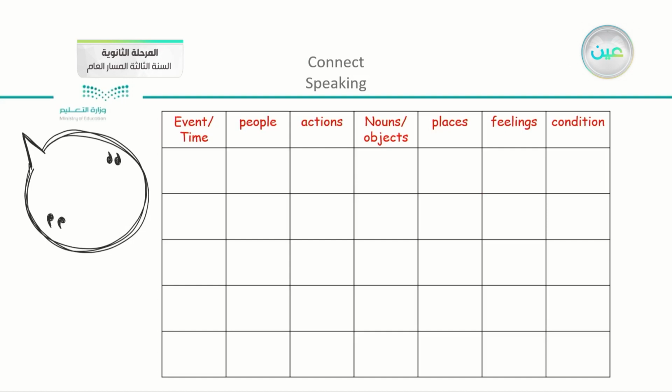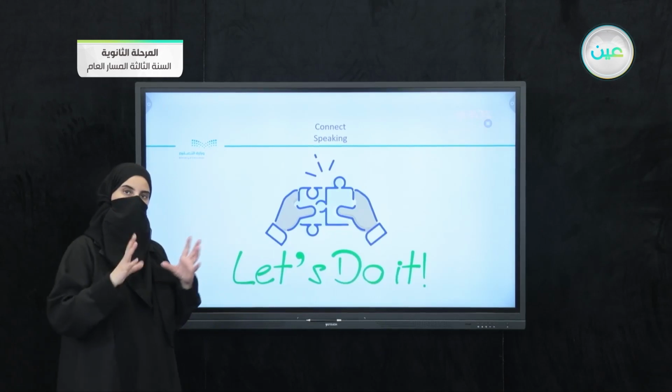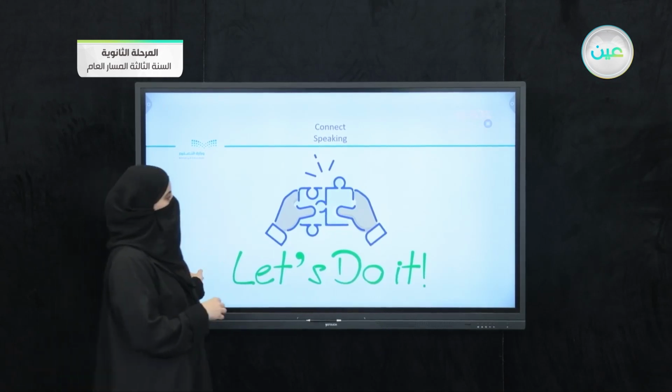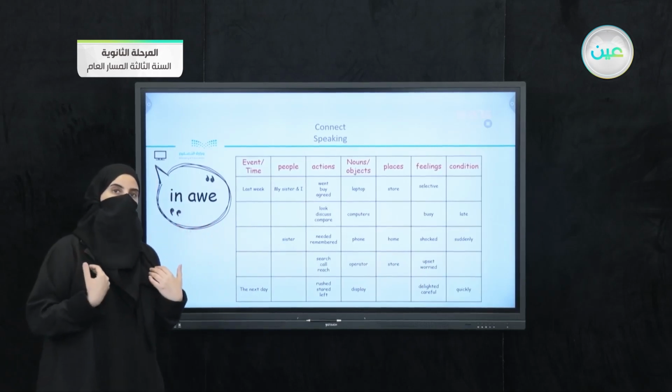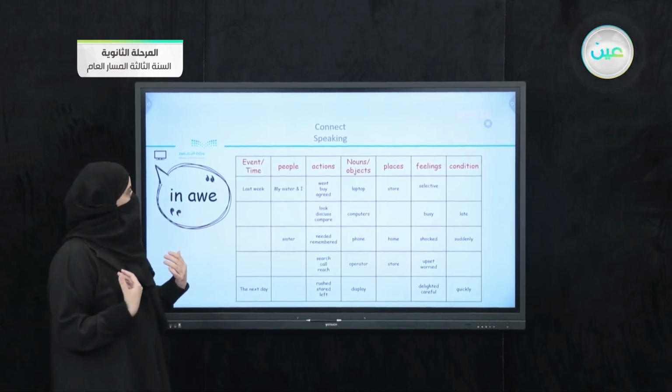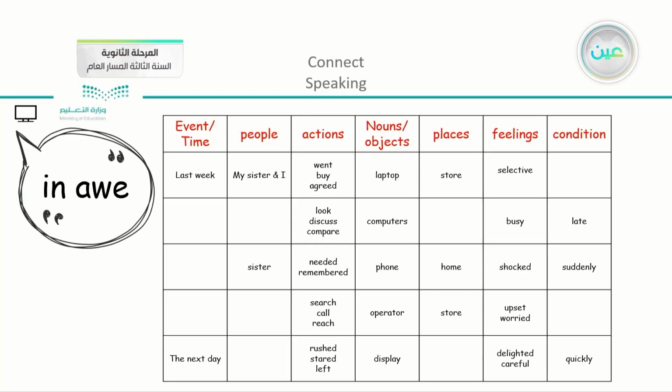This is the table that I mentioned, and we did apply it in the last lesson. If you have a story prepared, I did apply a story with you. So we're going back to the table, and you can see that I filled the table with my story. We have the event or time: last week, the next day. I also applied people: my sister and I. We have actions like went, buy, agreed, look, discuss, needed, remembered, and so on. You can see a lot of actions or verbs here.